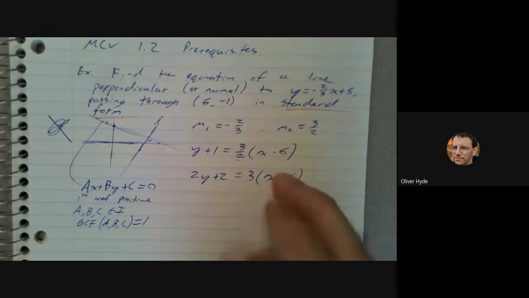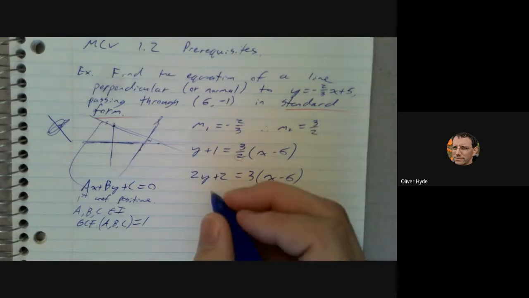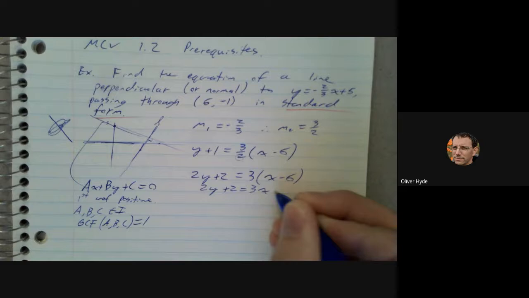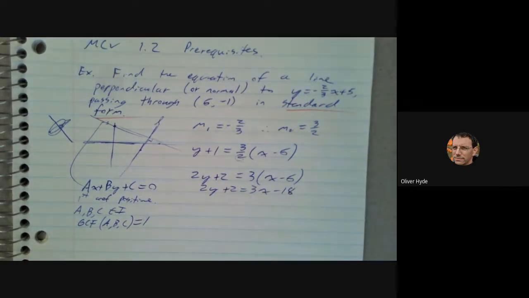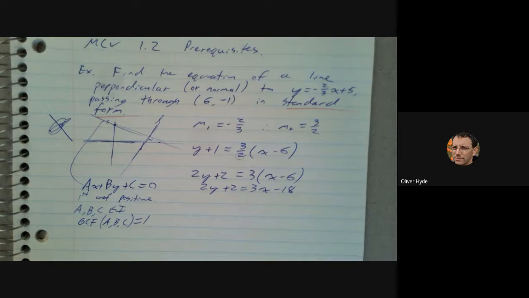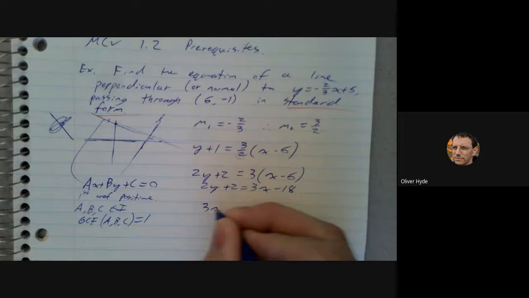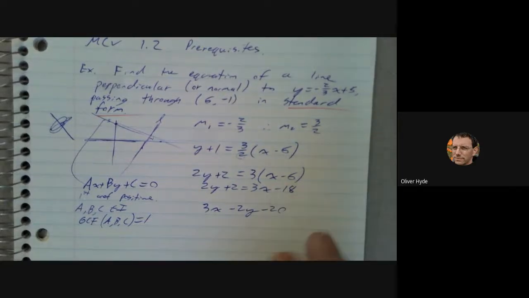I'll use the distributive property of multiplication through additions or subtractions on the right-hand side. 2y plus 2 is going to be equal to 3x minus 18. I might have been able to multiply by 2 and distribute in one step, but it might have been harder for my reader to follow. Now I'm going to subtract 2y from both sides and subtract 2 from both sides, and then also exchange my left side and my right side.